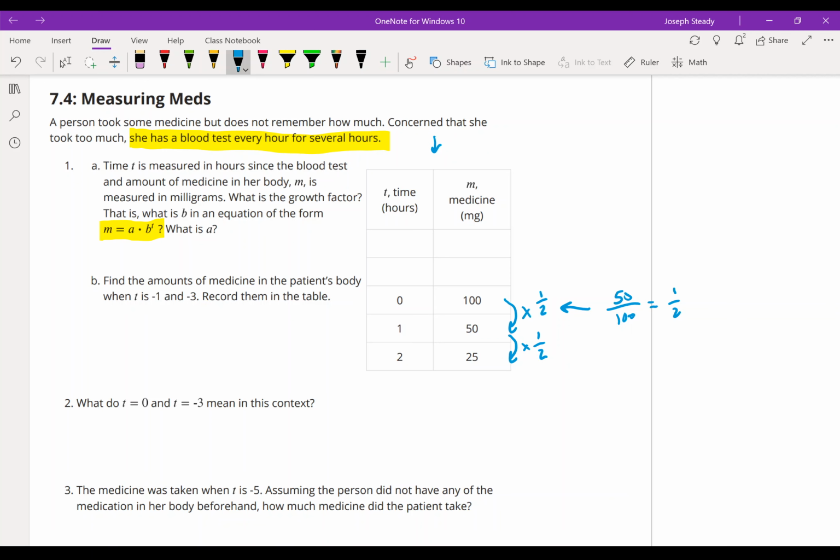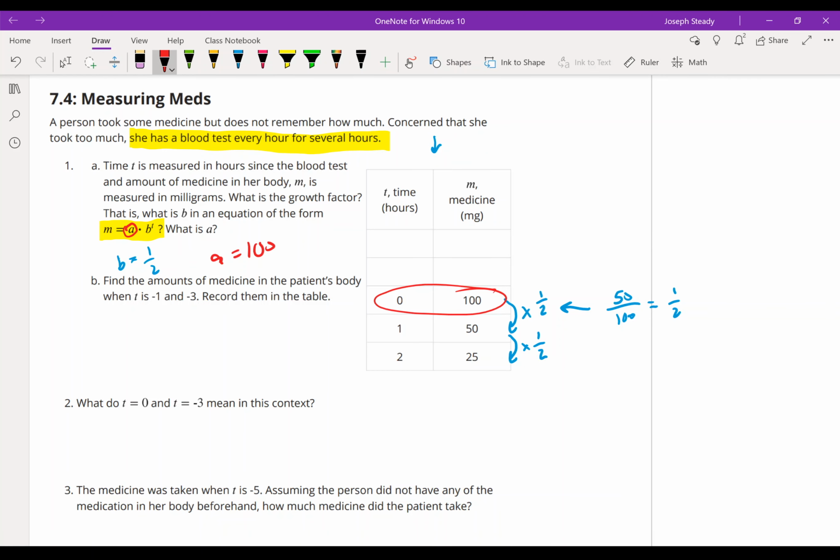So we found here, first of all, that B is 1/2. The number we are repeatedly multiplying by is 1/2. So what is A then? Well, we've seen this in equations before. This A value out front is always our starting value, or more specifically, the value of our output when our input is 0. It's our y-intercept. So in this problem, that's going to be right here. 100 milligrams is going to tell us what A is. So A is 100, B is 1/2.